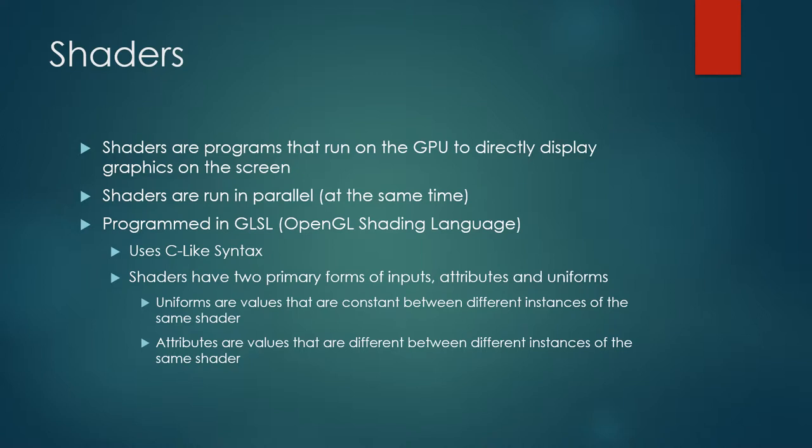In order to fully calculate the color for every pixel on your screen, shaders are run in parallel, or at the same time, in order to make this process more efficient. Shaders, for our purpose, are written in a language called GLSL, short for OpenGL Shading Language. GLSL looks a lot like the C language, so it shouldn't be hard to pick up at all. Shaders accept two types of inputs, attributes and uniforms. The difference between these two is that uniforms have a constant value between all copies of a shader, while attributes have different values for all copies of the shader.